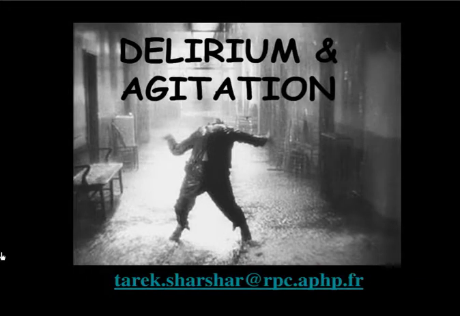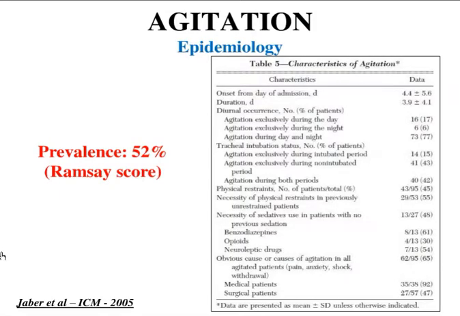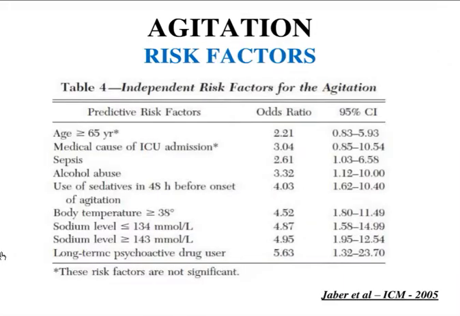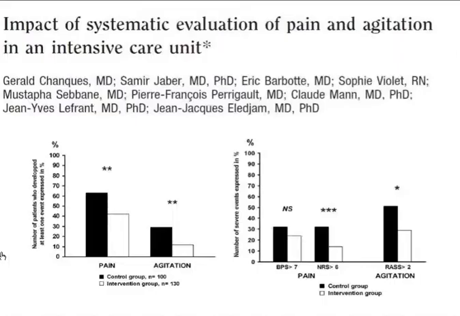So delirium and agitation, we know that they are very common in ICU patients. And if we look at the agitation, its prevalence is about 52%. Its main risk factors are sepsis and also age. And we know that it is associated with various complications. I will go through it very quickly. And we can decrease these complications of critical illness and stay in ICU by a proper and appropriate detection and treatment.